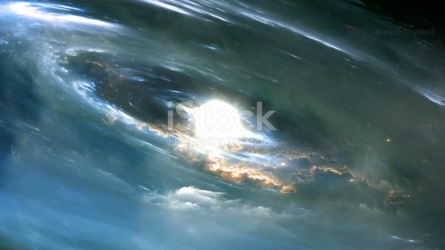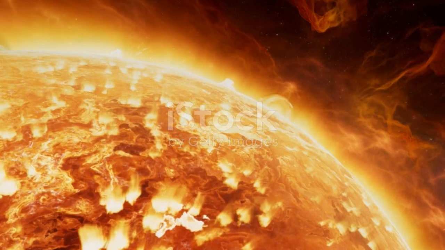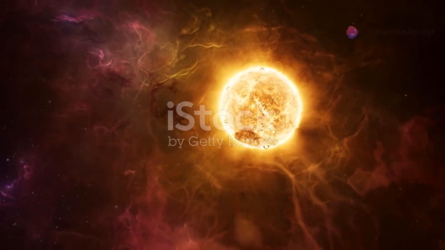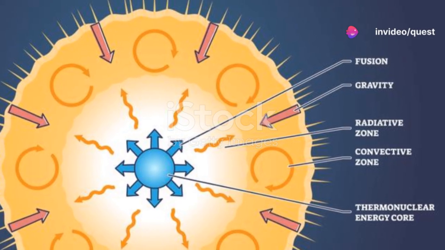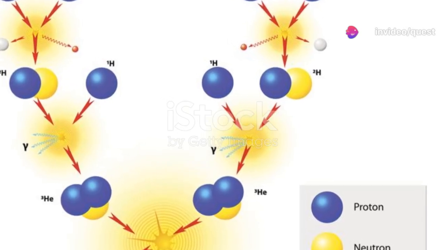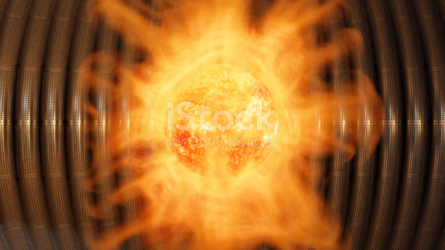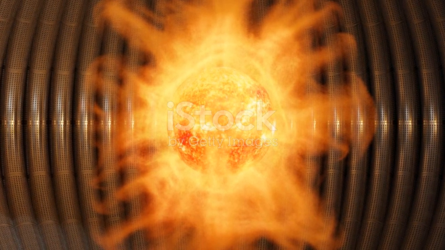Now focus on the center of this disk. Here, in this seething furnace, a protostar, our future sun, begins to form. The animations show how over millions of years, the temperature and pressure at the core of this protostar becomes sufficient to start nuclear fusion, marking the birth of the sun.